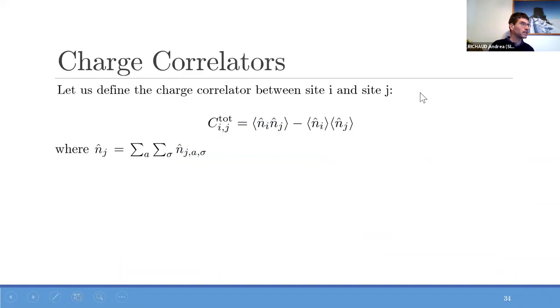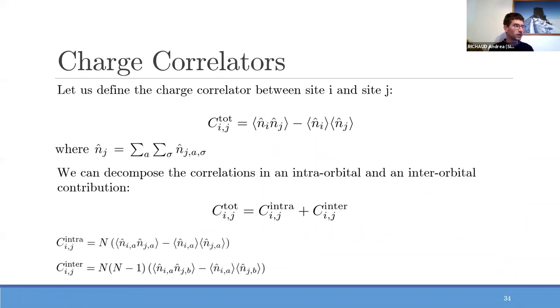So now let's comment on something about charge correlators, which is something that mean field methods and techniques cannot capture. I want to find the charge correlation between site i and site j. Of course, I can distinguish between the intra-orbital and inter-orbital contributions, which are defined here at the bottom of this slide.